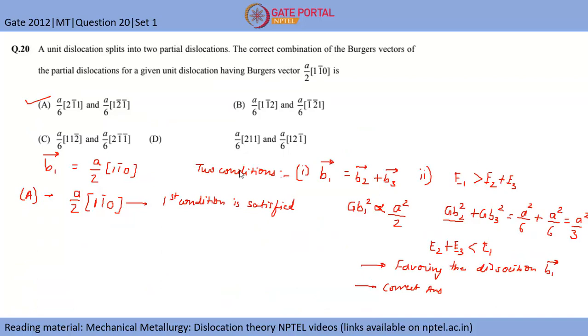In the second question, two basic things were required for a Burgers vector to dissociate into two different Burgers vectors. We have to see whether b1 is equal to b2 plus b3, and secondly it should be energetically favorable. Basically the Gb square of the first Burgers vector should be greater than Gb2 square plus Gb3 square. If both conditions are satisfied, you choose the option where they hold, and the correct answer was option A.